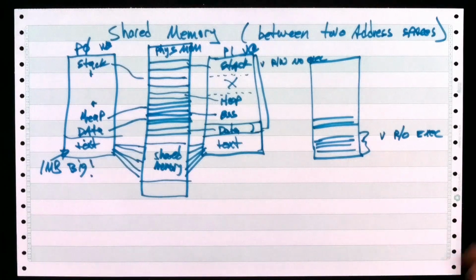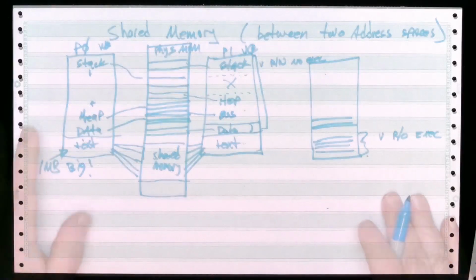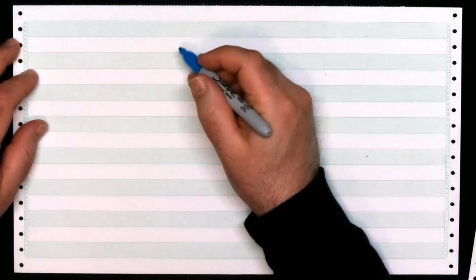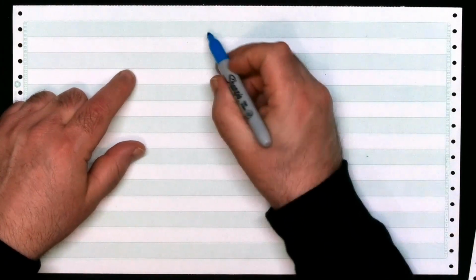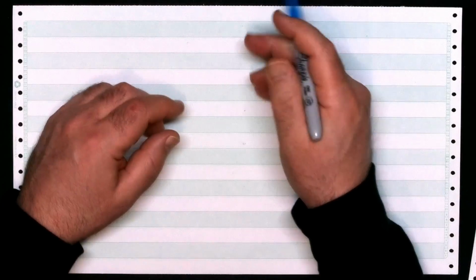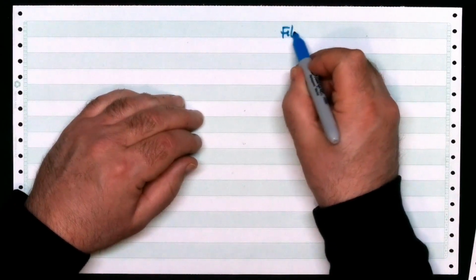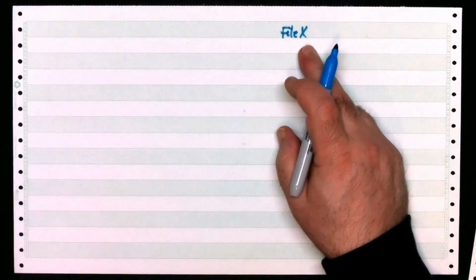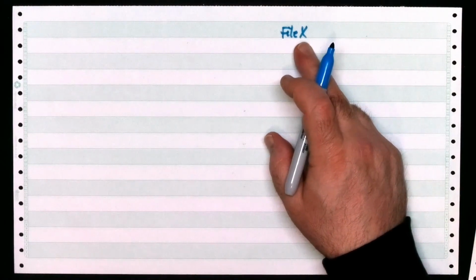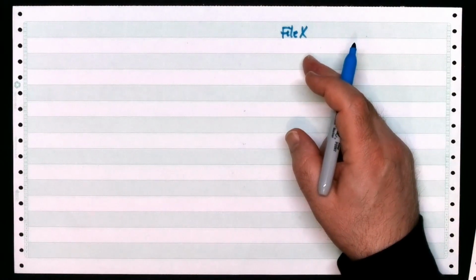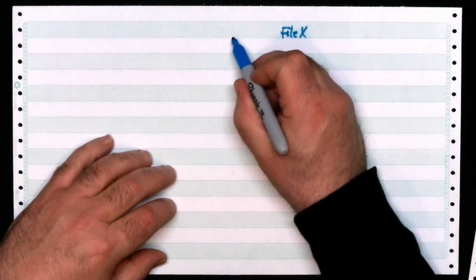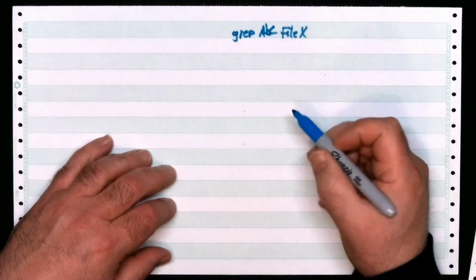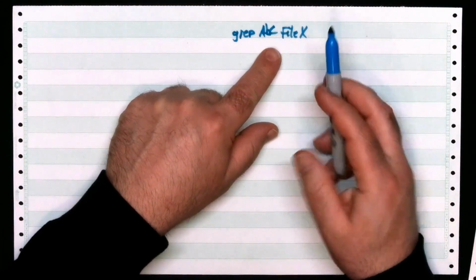So what other reasons do we need to use shared memory? Well, on a Unix system anyway, it's very common to run a command like this. You would say something like, maybe I want to know, I've got a file. It's called file X, right? And I want to know, maybe it's full of text, and I want to know how many lines in this file have a pattern like a word ABC. So I can say grep ABC file X.